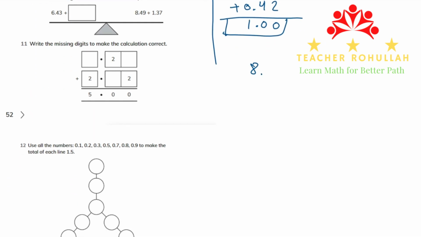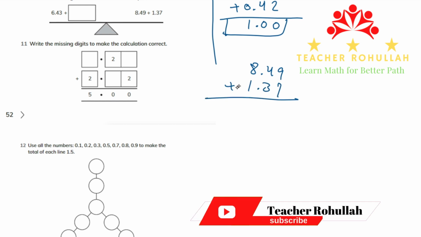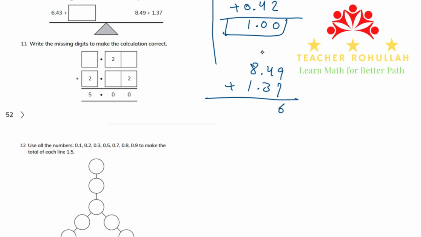So 8.49 plus 1.37. Let's see what number we get. 9 plus 7 is 16. 1 should be carried above the tens place. 4 plus 3 is 7 plus 1. It is 8. Bring down the decimal point. And 8 plus 1 is 9. So on the right side of the balance, we have 9.86.